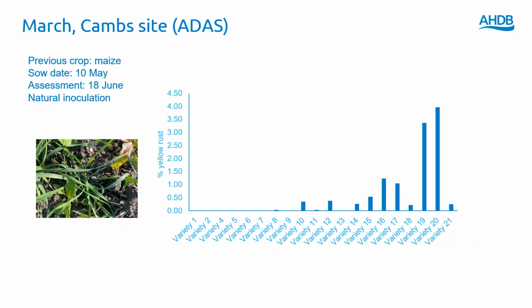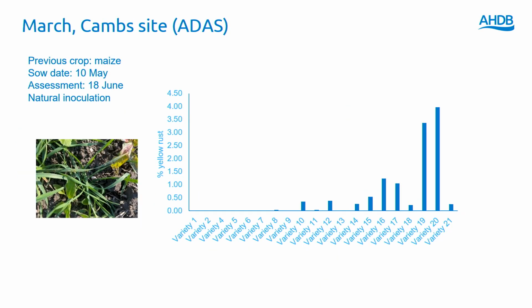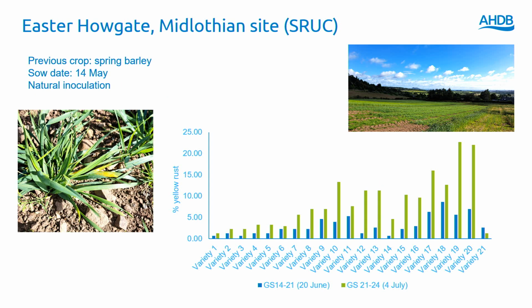Our second trial in Cambridgeshire was at March. This followed maize, and it was sown on the 10th of May. And this was naturally inoculated, and it was assessed on the 18th of June. The first thing you'll notice is the disease is much lower in this trial. It was naturally inoculated, whereas the previous trial was artificially inoculated. But nevertheless, we are still getting some good differentiation between the varieties, and some good correlation between the previous trials. So the data is just making sense. And then the final trial was at our Easter Howgate site in Midlothian.